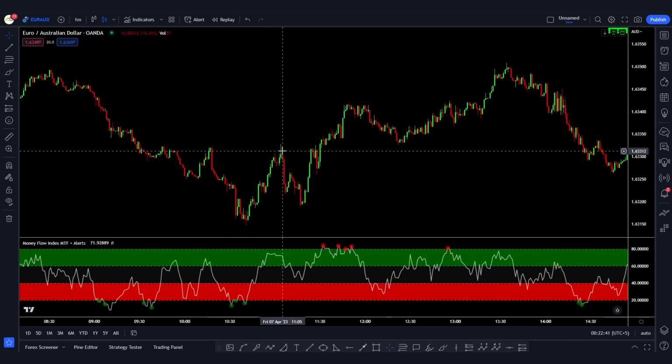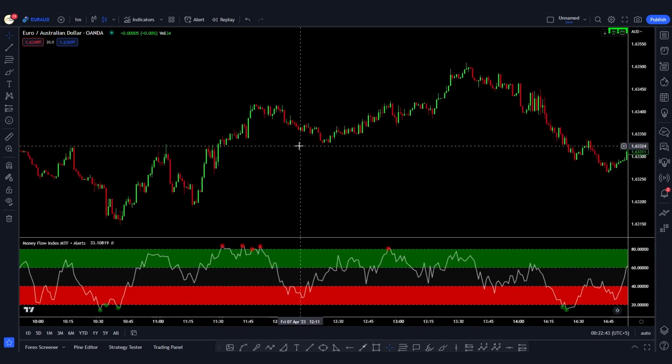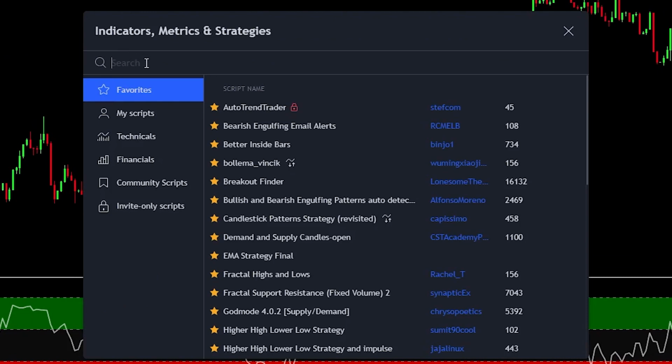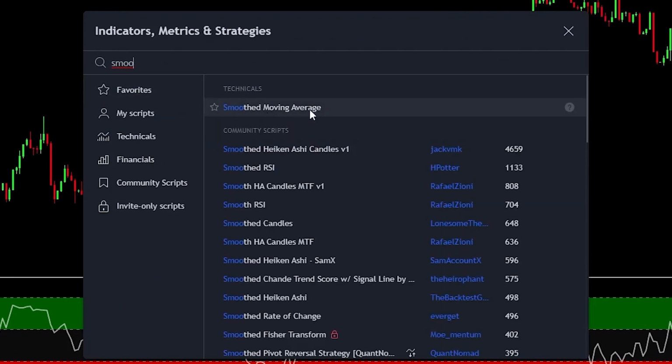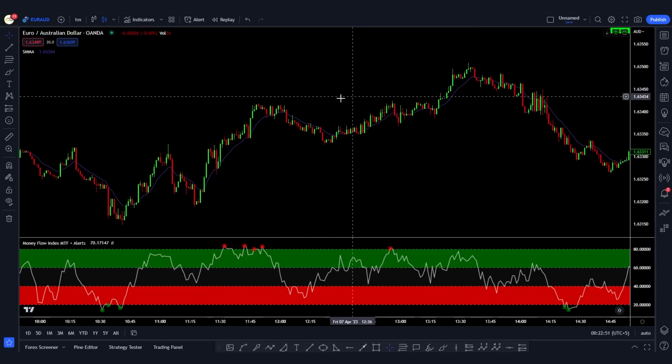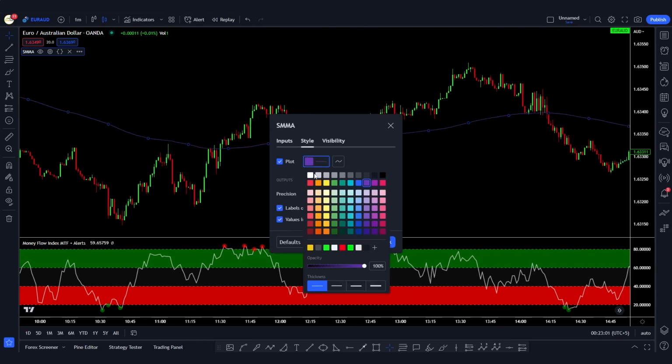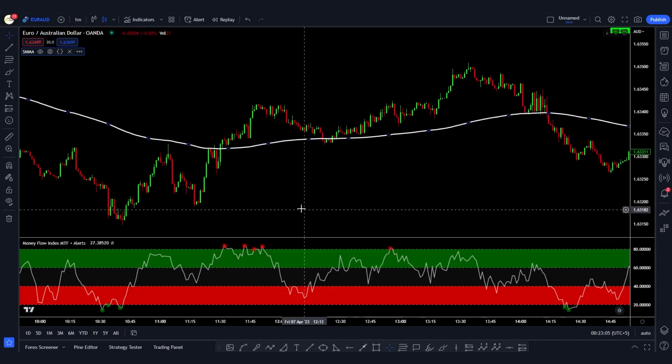Now let's go ahead and add the second indicator to the chart, and as suggested by ChatGPT, the second indicator is the smooth moving average. So we're going to go towards the indicator tab, and here we're going to search for smooth moving average, and we're going to add it to the chart. Now before we talk about this indicator, let's go towards the settings and change some things. So we're going to increase the length from 7 to 100, and also we're going to go towards the style, and here we're going to change the color of this line to white and increase its thickness so that we can see it a bit clearly.